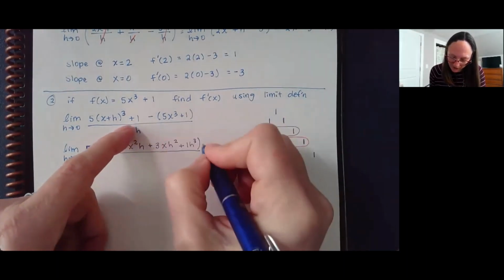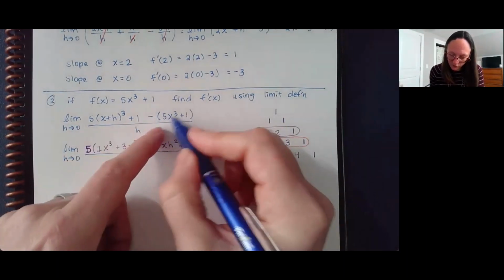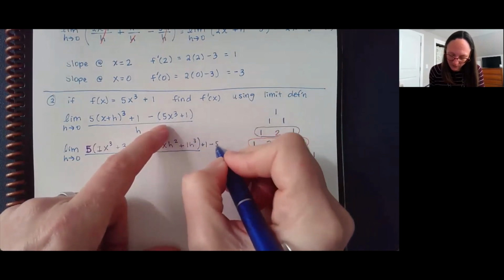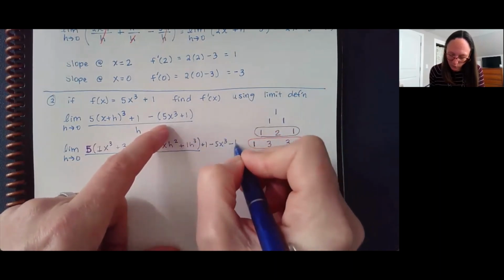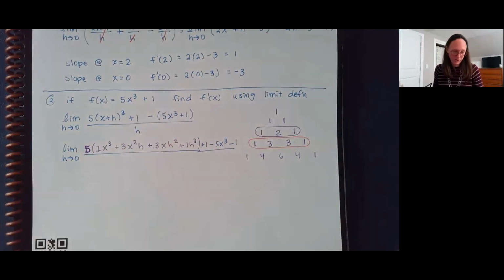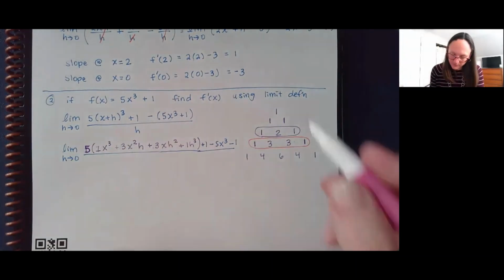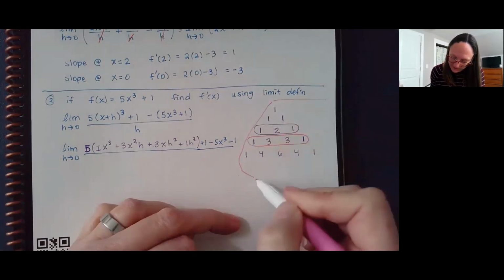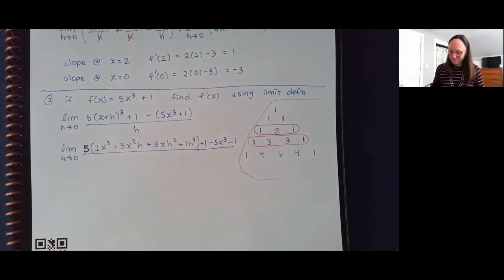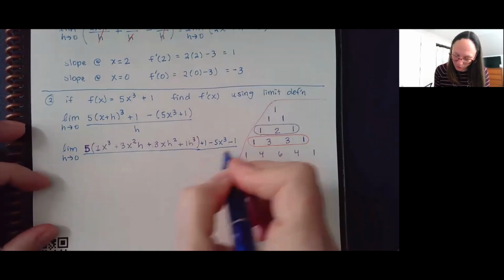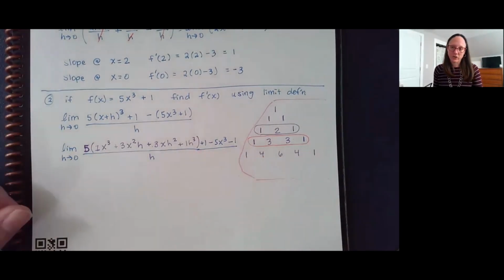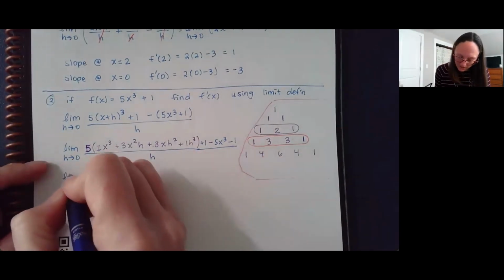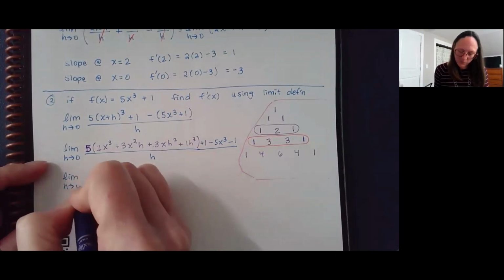Still going on the top, I've got a plus 1. And then distributing that minus sign, I've got minus 5x cubed minus a 1. And I will just draw a little bubble around Pascal's triangle, keep it out of my way. And that whole thing is over h. Good times.